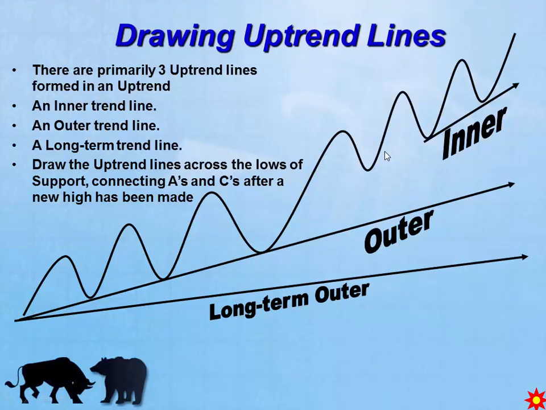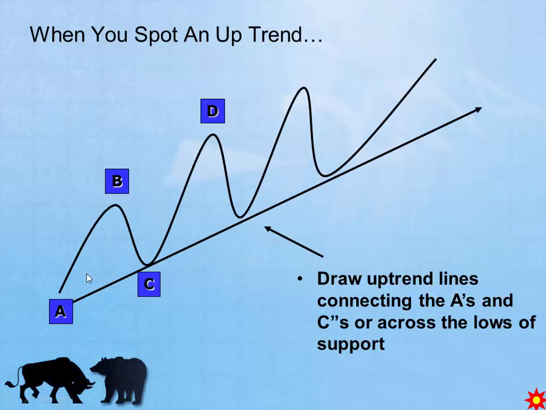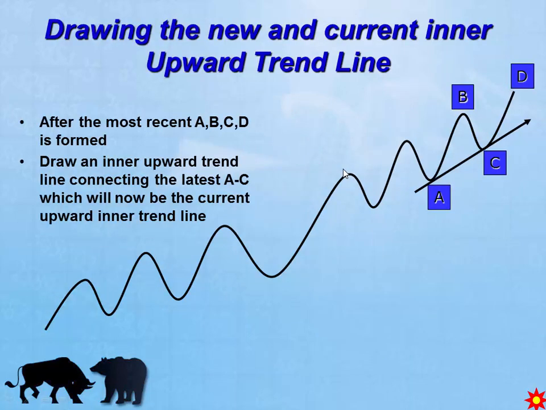Now, once you have made these ABCDs, you want to draw these trend lines. We're going to draw an inner trend line, an outer trend line, and a long-term trend line. And these trend lines are areas where the market can bounce in the future. For example, you see an ABCD, ABCD, ABCD, and the market going to the upside right here, like this.